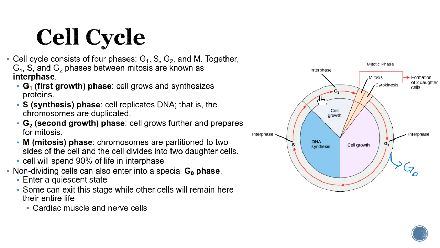Now, when it comes to the amount of time spent in the different phases, about 90% of their life is in interphase. Depending on the type of cell, as mentioned, some of them permanently go this route right here.